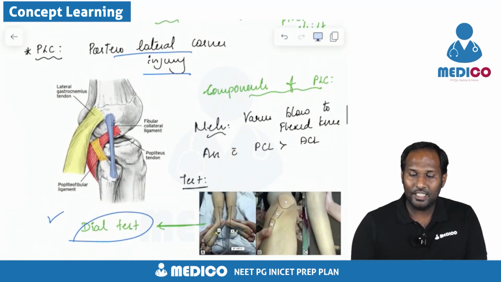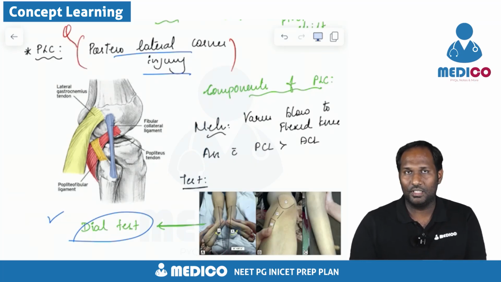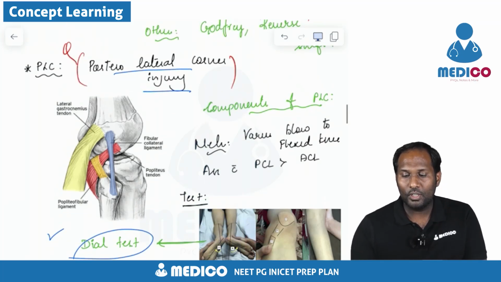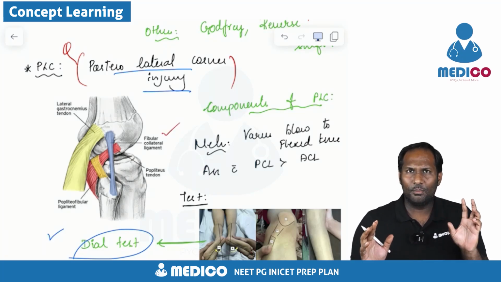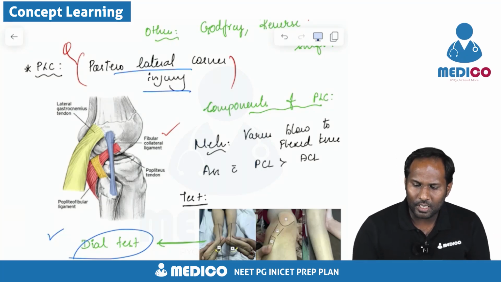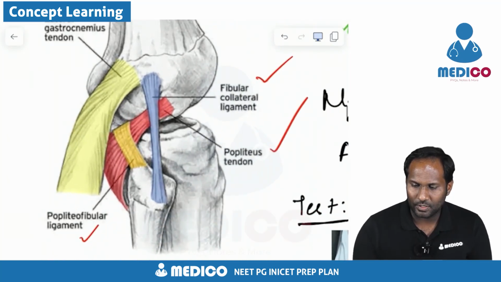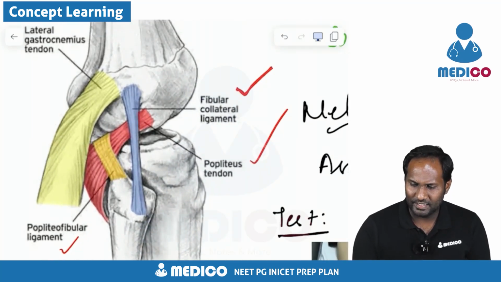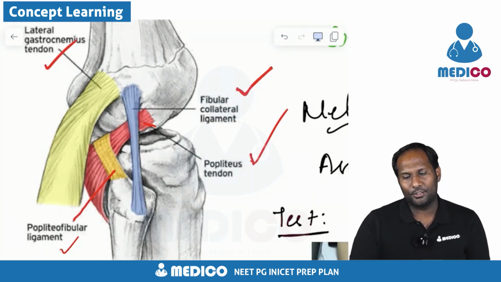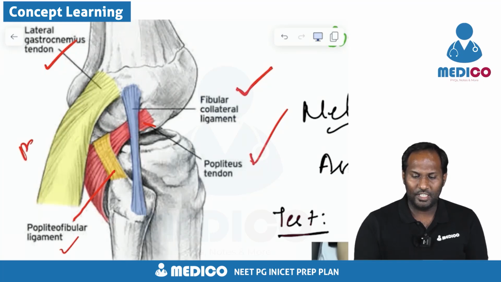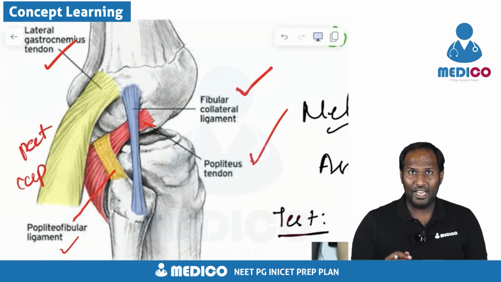The next is the posterolateral corner injury. This one is new, so a lot of questions can come from it. The components of the posterolateral corner structures: you have the posterior and lateral. Remember posterior and lateral. In the lateral, you have the fibula. So the fibular collateral ligament, posteriorly the popliteus tendon, popliteofibular ligament, the lateral gastrocnemius tendon, and the posterior capsule. They form the posterolateral corner, or PLC, injuries.